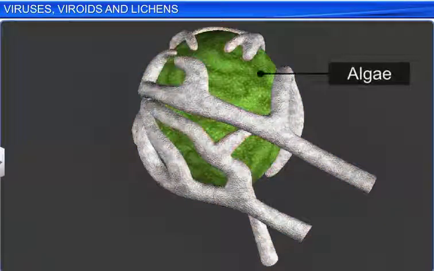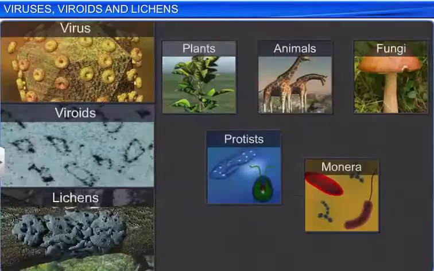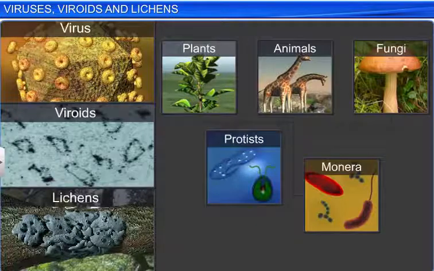So, algae prepare food for fungi, and fungi in turn provide shelter and absorb water and nutrients for algae. Therefore, viruses, viroids and lichens were not placed anywhere in the classification system.